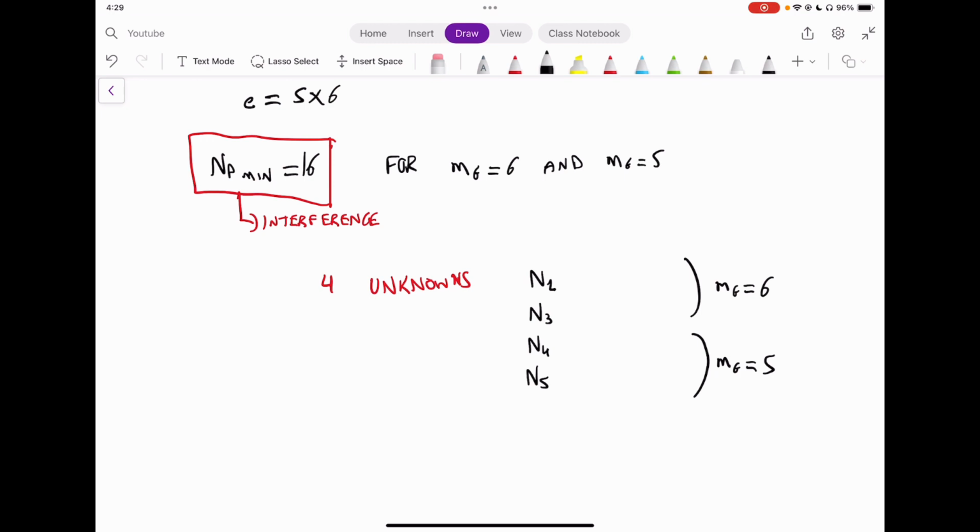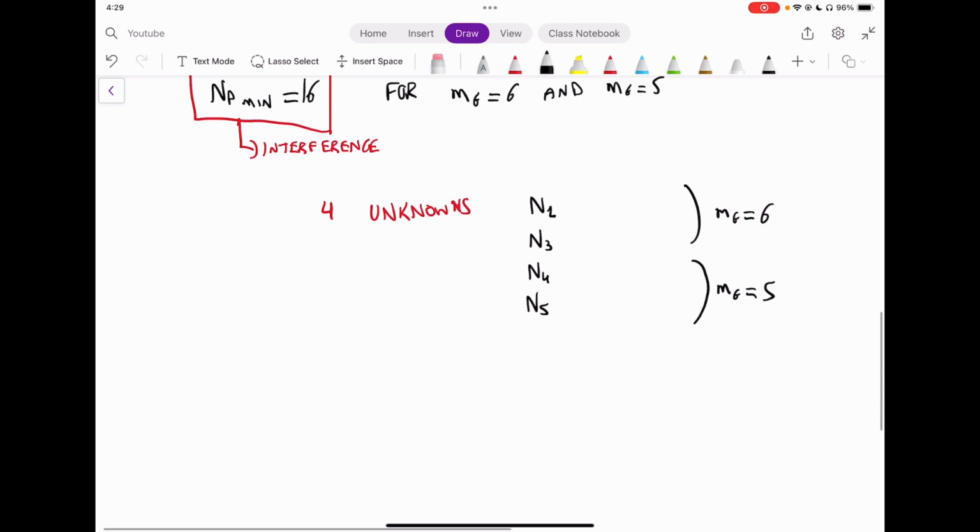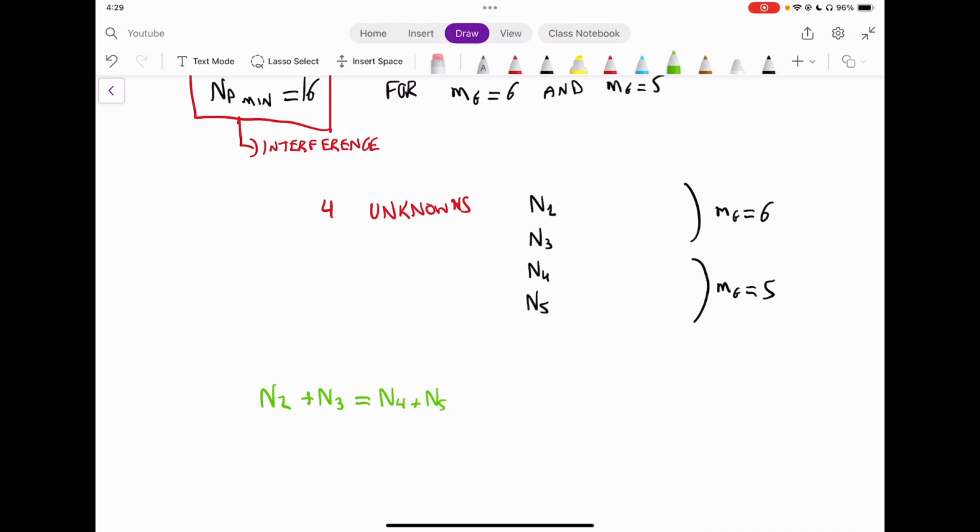And we had found out before that we had 96 teeth, 16 teeth, and 80 teeth, and 16 teeth for the previous problem. But the problem with that is that we also now need to satisfy the following equation. We need to satisfy that N2 plus N3 is equal to N4 plus N5 in order to design a compound reverted gear train.